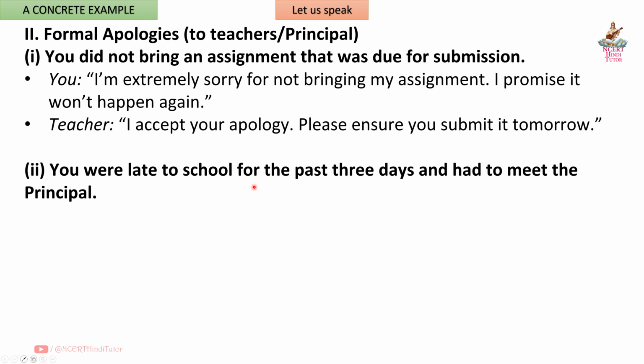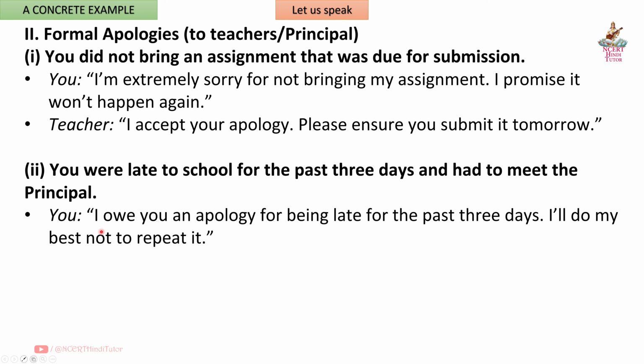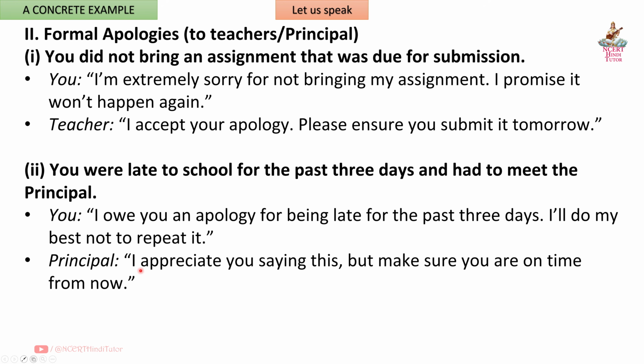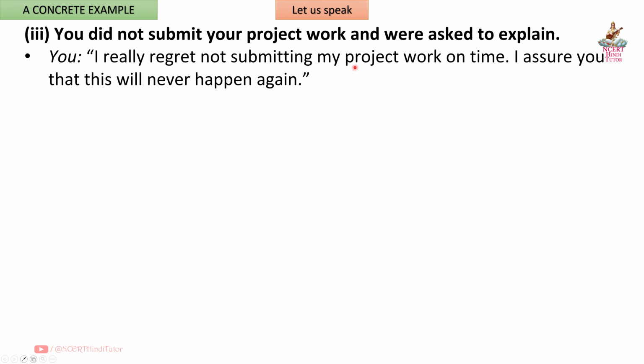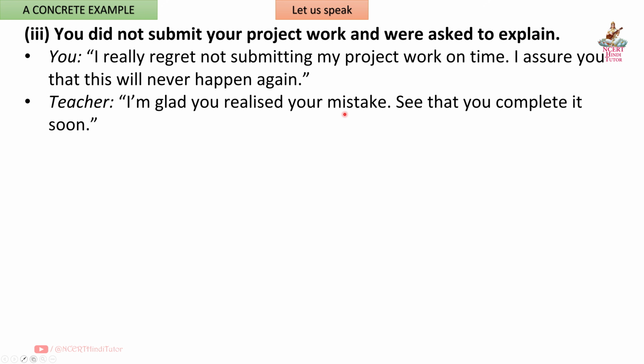Second, you were late to school for the past 3 days and had to meet the principal. You: I owe you an apology for being late for the past 3 days. I'll do my best not to repeat it. Principal: I appreciate you saying this, but make sure you are on time from now. Third, you did not submit your project work and were asked to explain. You: I really regret not submitting my project work on time. I assure you that this will never happen again. Teacher: I am glad you realized your mistake. See that you complete it soon.